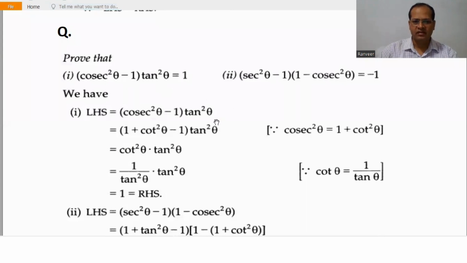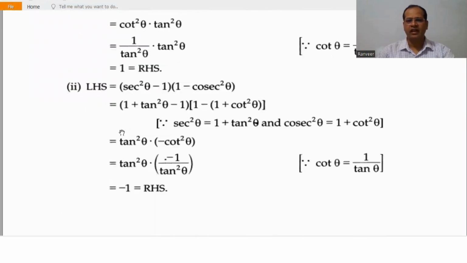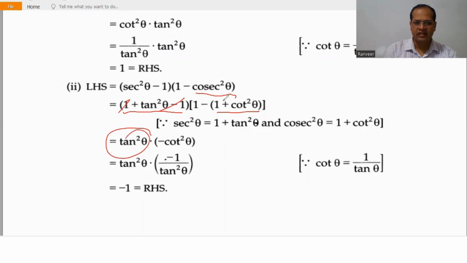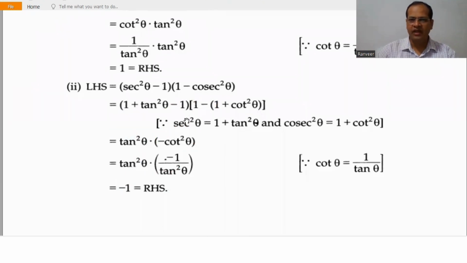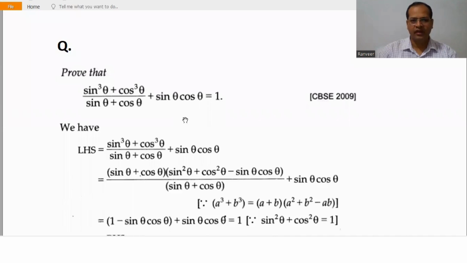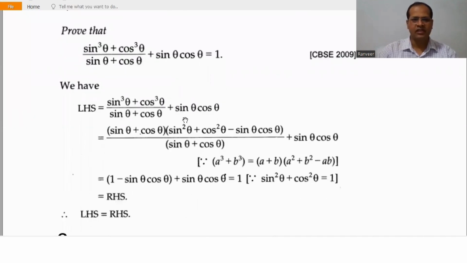Second question, sec²θ, 1 minus cosec²θ. So sec²θ we can write as 1 plus tan²θ, this is minus 1. 1 minus this, we can write 1 plus cot²θ. Now this will cancel, this is tan²θ, and this is minus cot²θ, and these are reciprocal to each other, so this is minus 1. So in this way we are proving all the values, whatever the question is given.